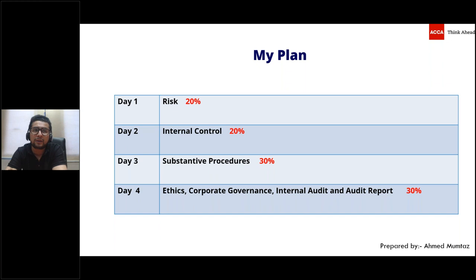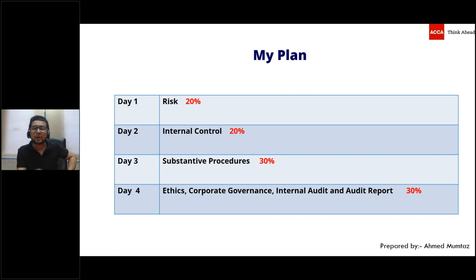What about day four? Can you ignore day four? Well, one of the most common characteristics of failing students is, A, they score very pathetic marks in Section A. B, they are never prepared for their minor topics. You will have ethics within your Section B. You will have corporate governance within your Section B. You will have internal audit, and you will definitely have the audit report within your Section B. So you cannot ignore Section B.